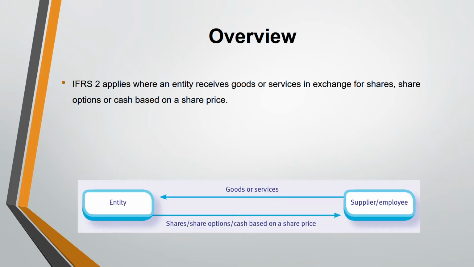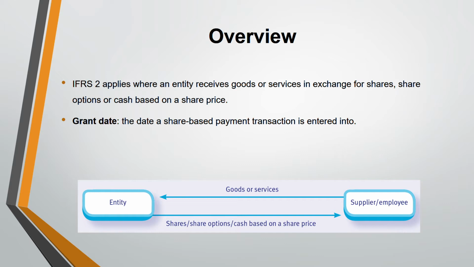Now see the arrow in this diagram. This will help you understand this better. The entity is giving share options or cash based on share price, and the supplier or the employee is giving goods or services. For example, you are taking goods from a supplier, or services from an employee. So it's not only for employees; this can also be applicable for suppliers, because from a supplier you are receiving goods.